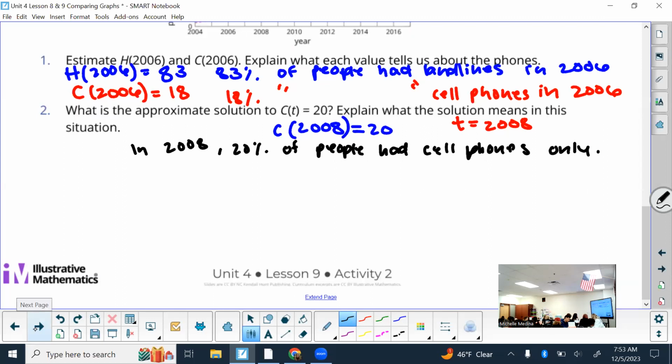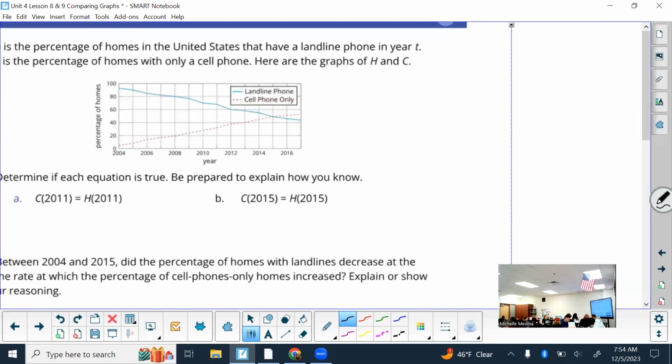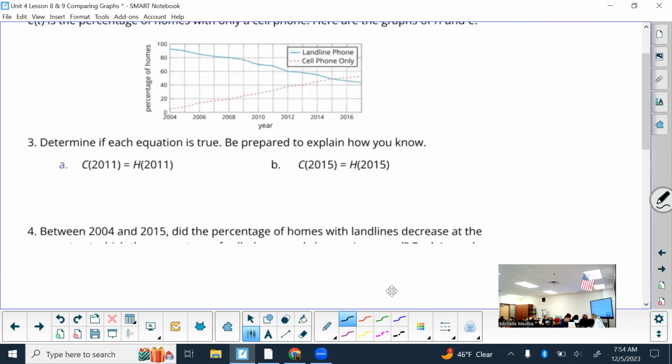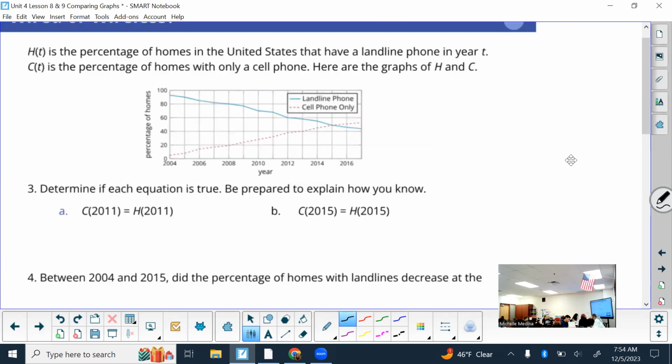All right, so let me make this a little bit bigger. So now we're on questions 3 and 4. Determine if each equation is true and be prepared to explain how you know. I've not shown you stuff in this format yet, so let's maybe do A together. We have C of 2011 is equal to H of 2011.